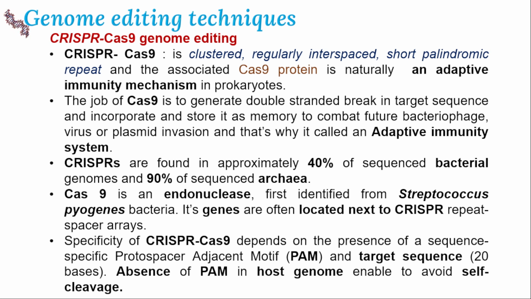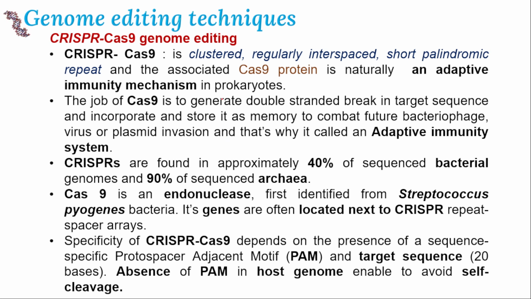What is CRISPR-Cas9? First, we need to split it up and see what CRISPR is. The name itself says: C means clustered, R means regularly, and third one is I, interspaced. S means short, P means palindromic, R means repeats.